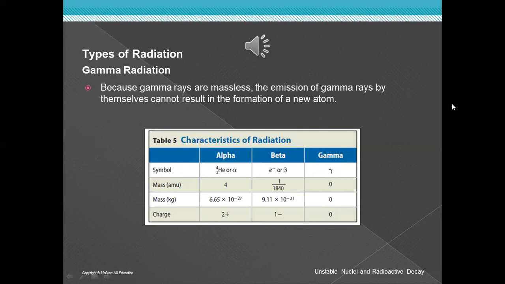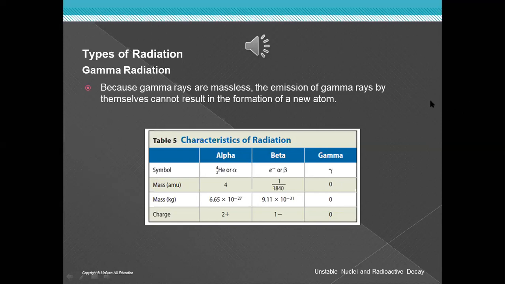Because gamma rays are massless, the emission of gamma rays by themselves cannot result in the formation of a new atom. It's okay. What about it simple?